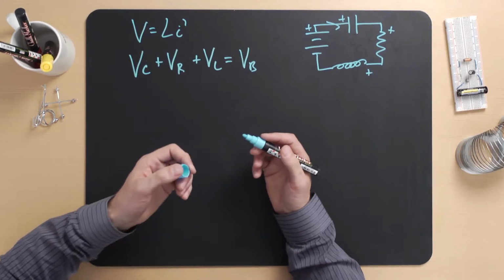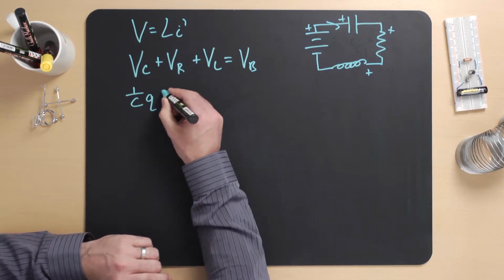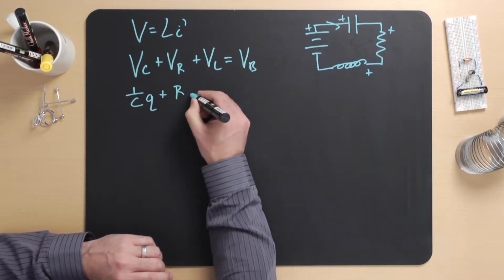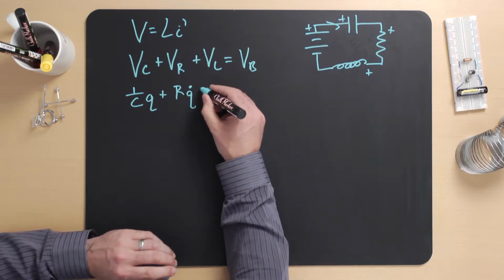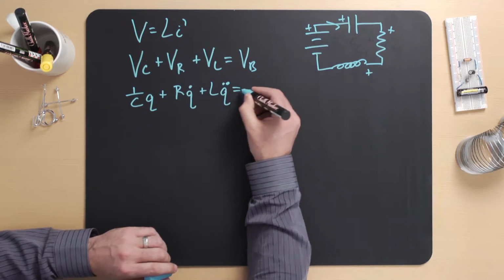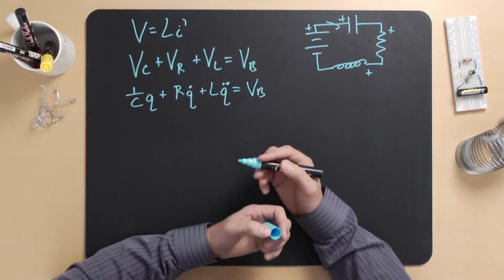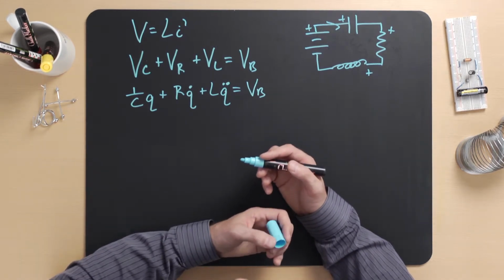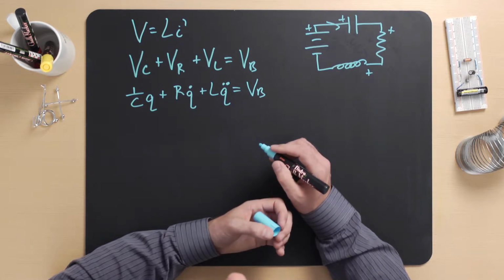Now, if I substitute in the constitutive laws, I get 1 over C Q plus R Q dot plus L Q double dot is equal to VB. I get a second-order differential equation. It is hopefully clear that L here is playing the role of mass in this differential equation.